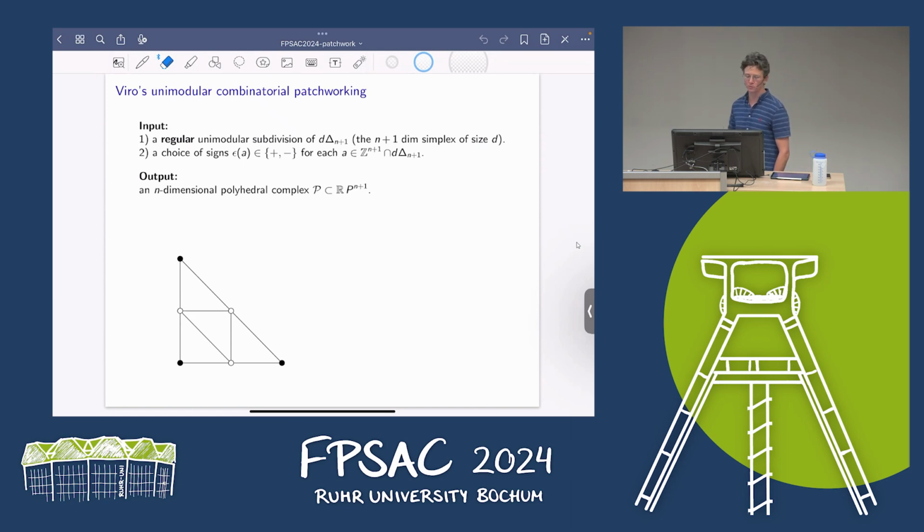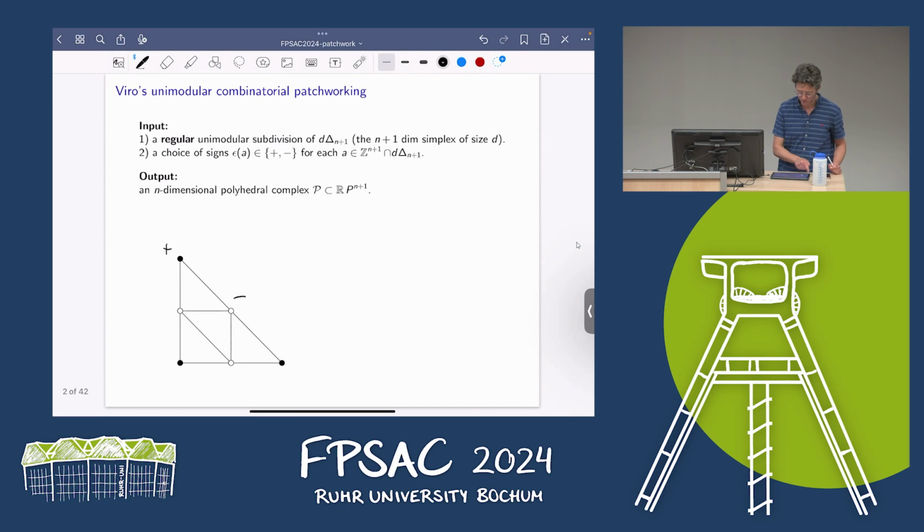So the combinatorial procedure is to fix some input. We'll fix a regular unimodular subdivision of a size d dilated simplex of dimension n+1. And the second bit of input will be to choose a sign, plus or minus, for every lattice point. So here I've got a two-dimensional simplex and a nice subdivision of it. Let's say that the filled-in vertices will be the plus ones, and the empty vertices will be the minus. And then the output of this patchworking is going to be some n-dimensional complex.